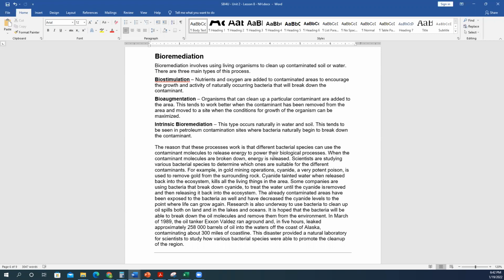And those areas that have already been contaminated get exposed to the bacteria as well. As a result, they get decreased cyanide levels to the point where the cyanide content is small enough that life can actually grow again and thrive.